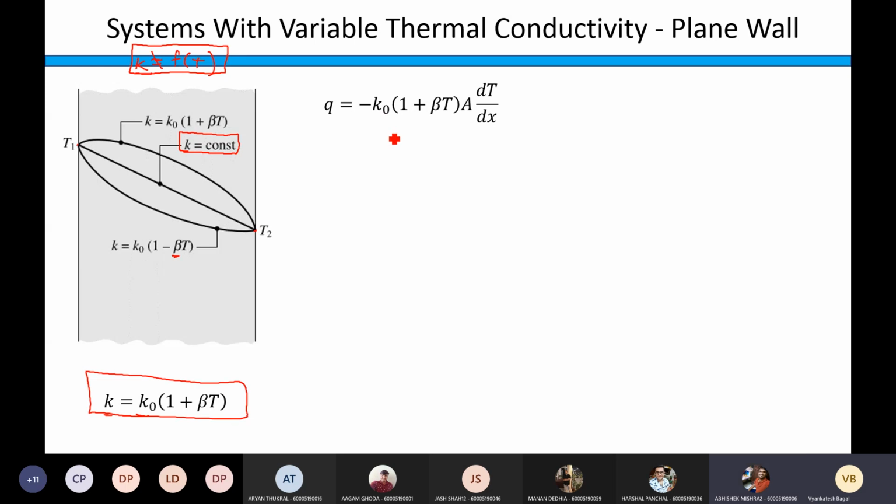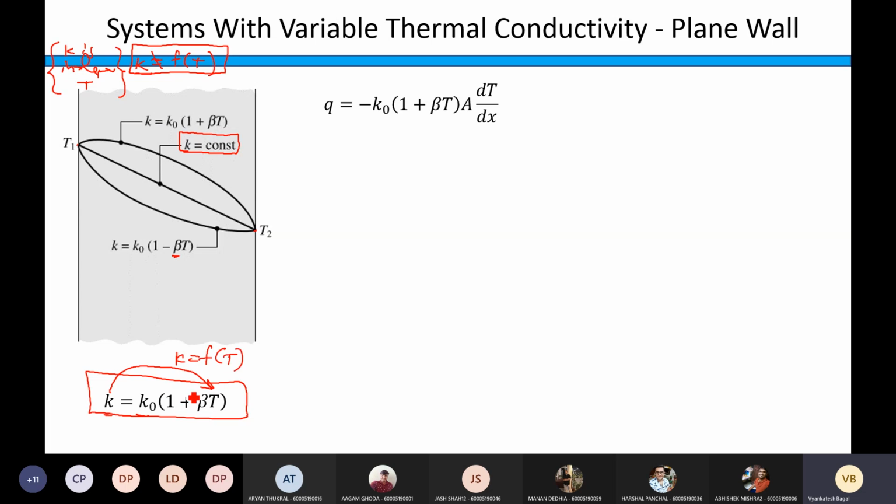Sir, why did you write K is equal to f of T? See, we have not considered this up till now. We said that K is independent of temperature T. This is what we assumed up till now. Now we are assuming that K is a function of temperature. That's why this functional relationship is taken into account. This indicates K is a function of temperature.